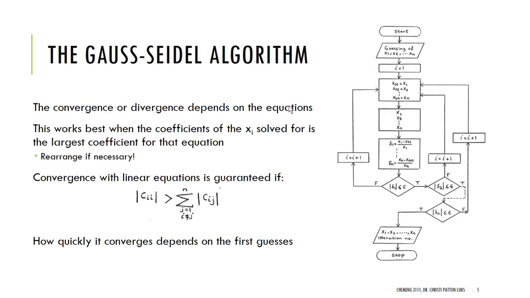Now, can you guess in advance whether or not this is going to work? Well, it's going to really depend upon the forms of the equations. This is going to work best if you are solving for the value of x that had the largest coefficient in your equation. So you can rearrange the system if you need to so that you get it into that form. How quickly it converges will depend on the first guesses, and convergence is guaranteed if your c_ii, your diagonals, are larger than the sum of all the other c_ij for that row.